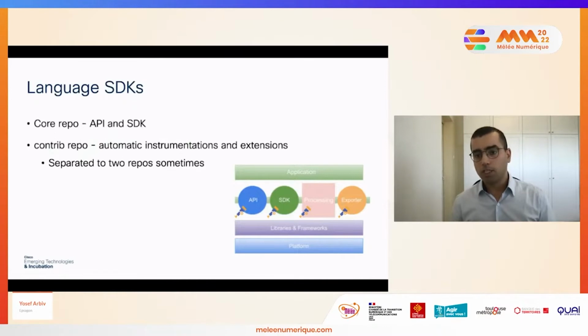And then we have the contrib repo, which stores extensions such as processors and exporters, and also automatic instrumentations. For some languages, it will be separated into two repositories. So we'll have one repository for automatic instrumentation and the contrib repo, which contains the extensions.